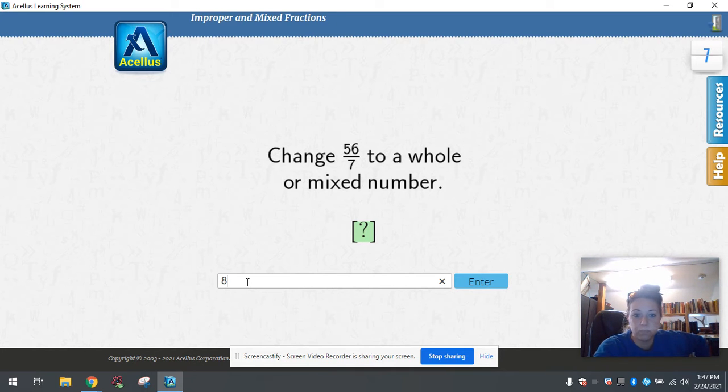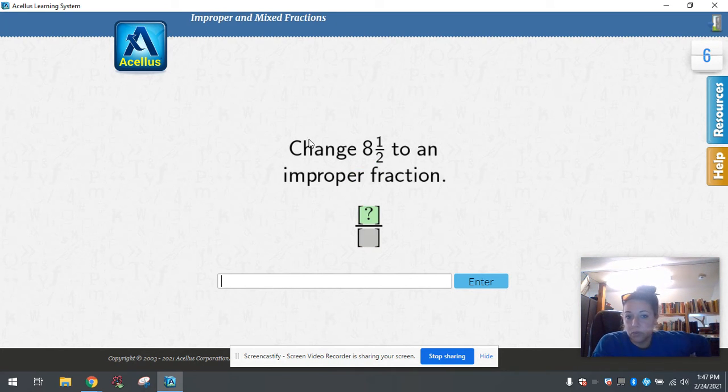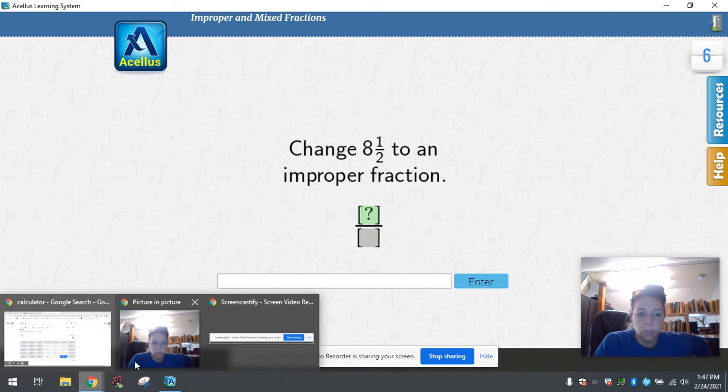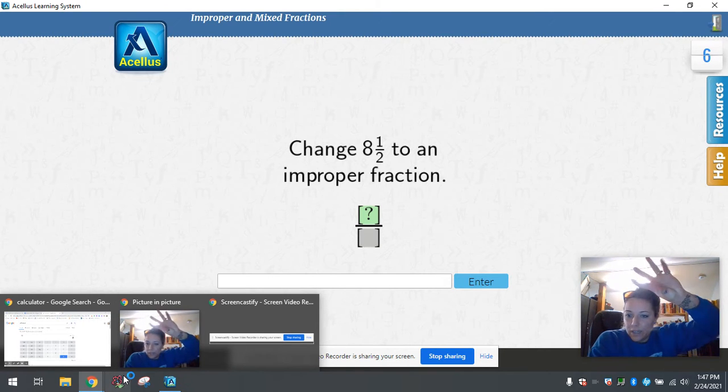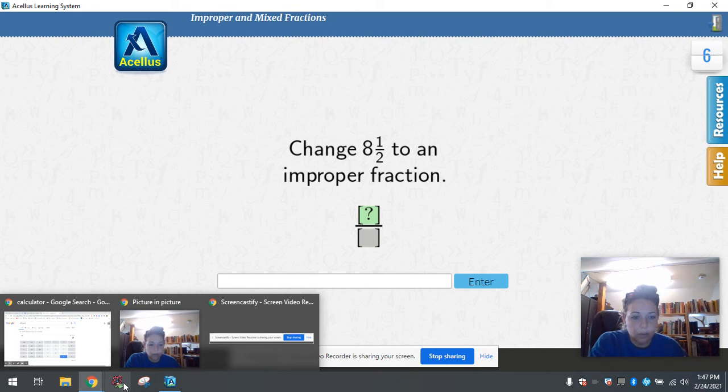Just not. Okay. Change 8 1/2 to an improper fraction. Easy. An improper fraction is when you have a numerator, the top part of the fraction, that's greater than the denominator. Okay? It's an improper fraction.